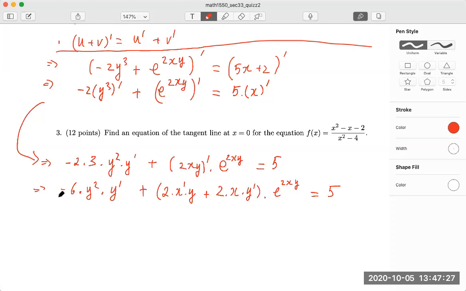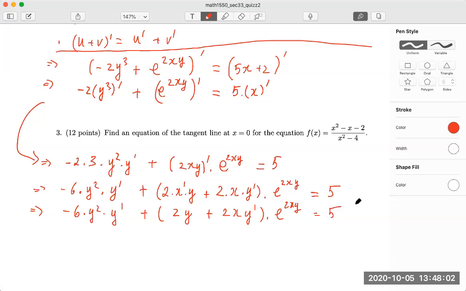So now let us continue. This one, there's nothing new. We just rewrite it. And here, what do we have? Yes, 2y because x prime is equal to 1. And here, just 2xy prime because we don't know what y prime is. And we rewrite the whole thing.